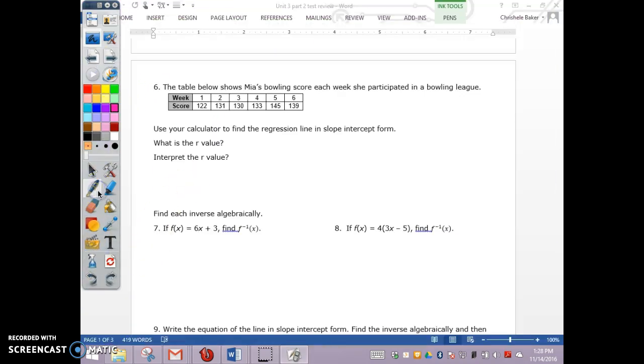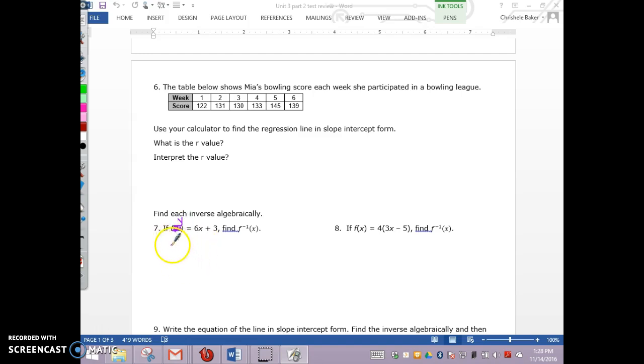Okay, finding an inverse algebraically. So there are 2 steps here. Switch x and y, and solve for y. Just 2 easy steps. So f of x is the same thing as y, so now I'm going to switch them. x equals 6y plus 3. Get y by itself.